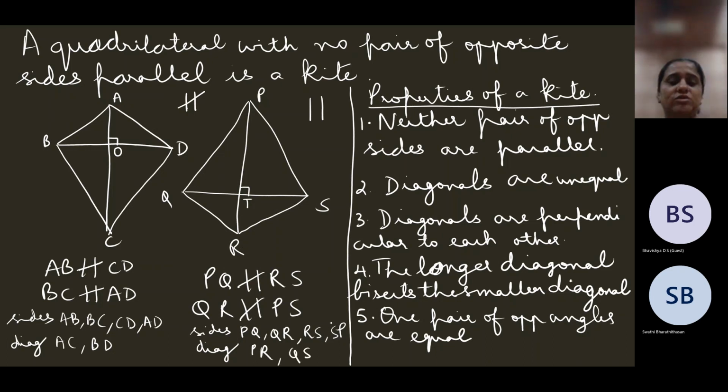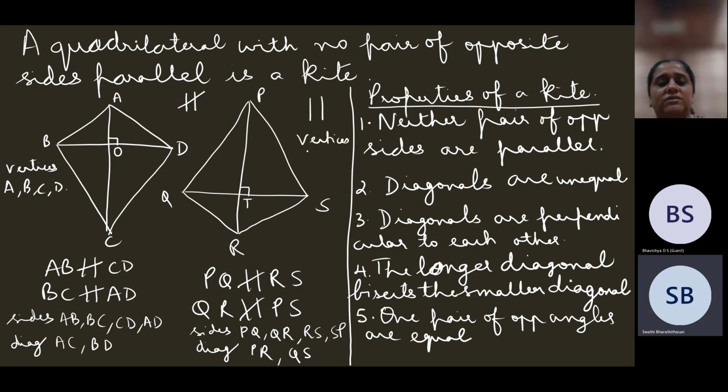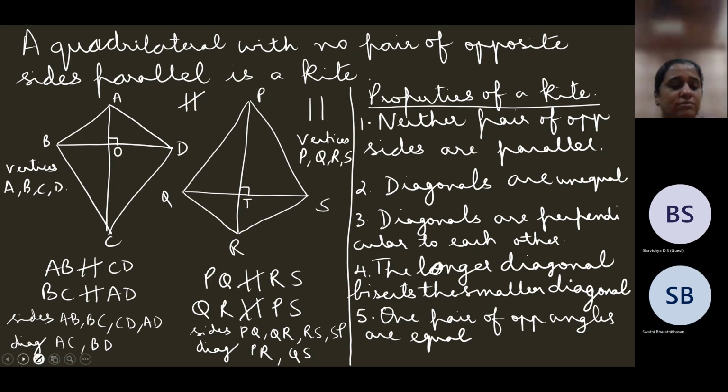Name the four vertices of the first kite. A, B, C, D. Name the four vertices here of the second kite. PQRS. Yeah. So a quadrilateral with no pair of opposite sides parallel is called a kite.